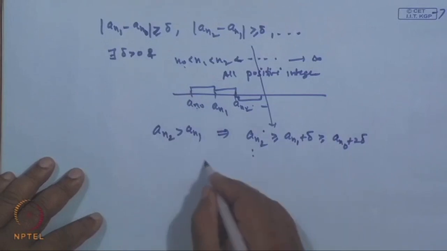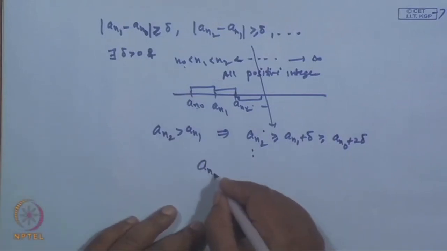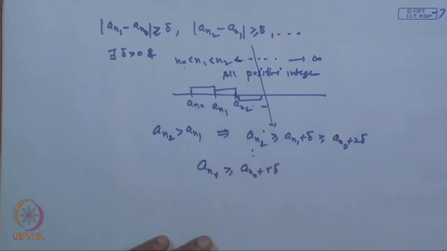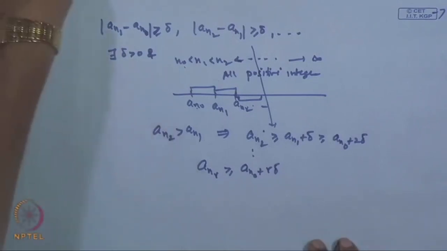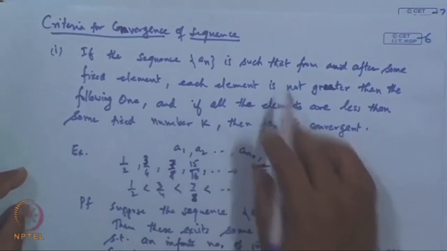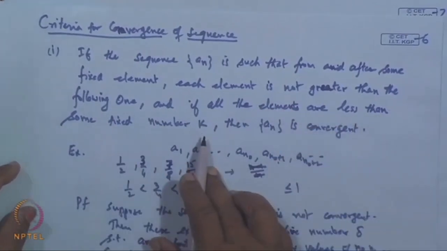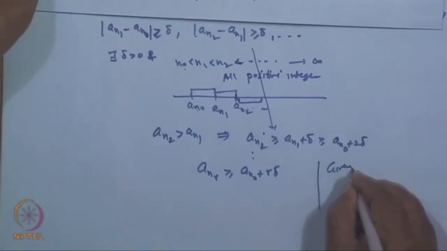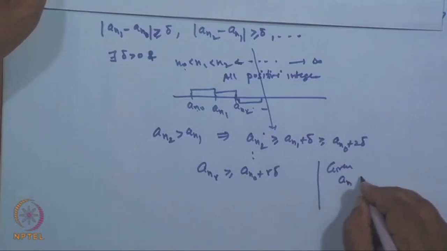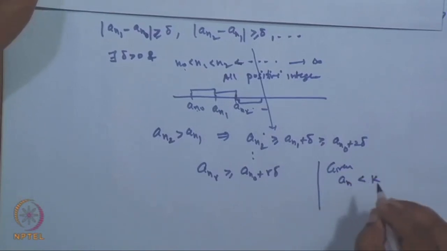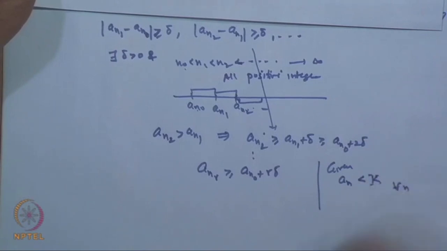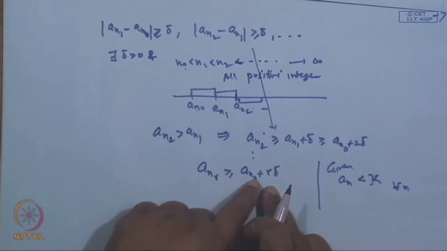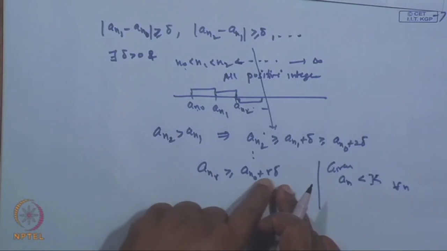If I continue this, then a_nr is greater than or equal to the first term a_n0 plus r delta. This we get, but what is given is that all the elements are less than the fixed number k. All the elements of a_n are less than some fixed number k for each n, this is given, but here we are getting a_nr greater than a_n0 plus r times delta.